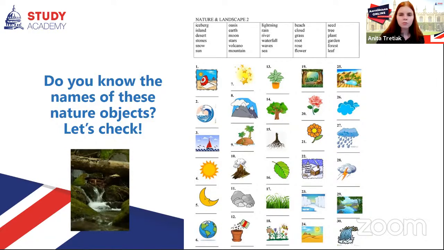17. It's grass. Yes, but it's with A. Then 20 rose. 30 waterfall. Okay, cool. 10 volcano. Yeah, I agree with you. 16 leaf. Nice.